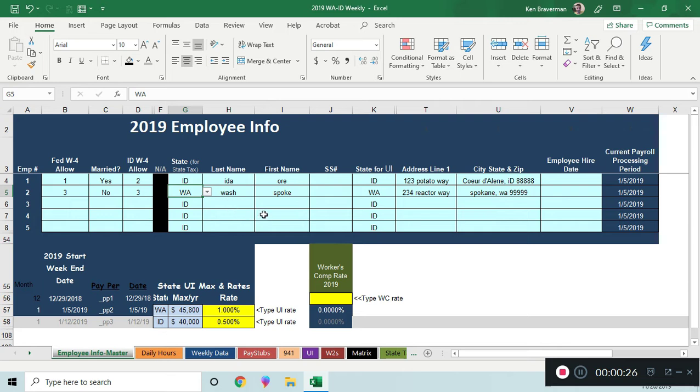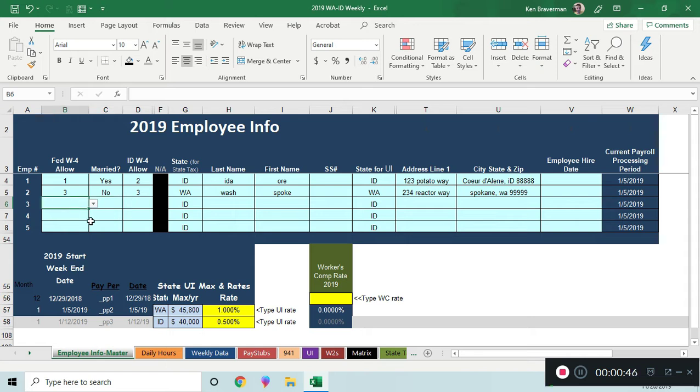Washington's very easy because there's no state tax in Washington State, but there is in Idaho. And this payroll application is something I built that you can purchase for $100 if you have a small business. This thing can hold up to 50 employees, but it can even hold more. And it's really easy to use. I'm going to show you how to use it as well as go over how Idaho state tax is calculated.